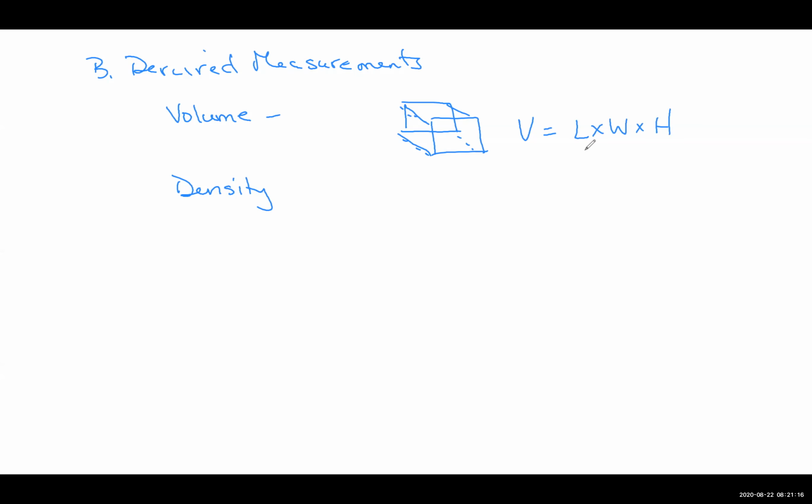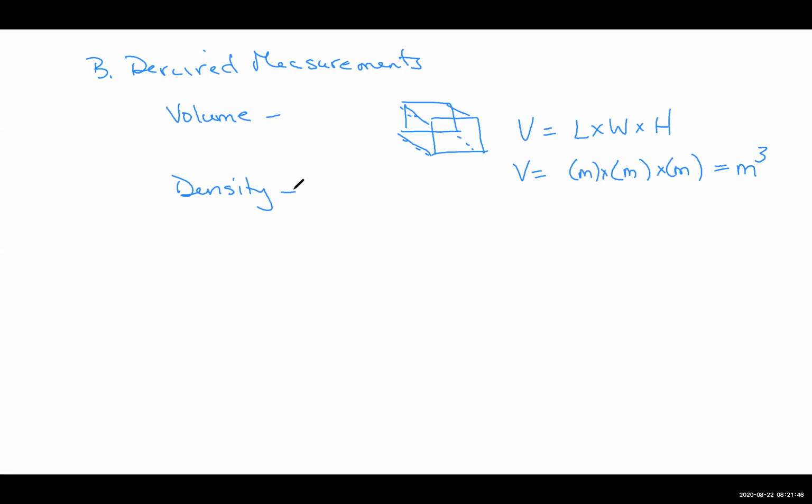Notice that length is a distance, width is a distance, height is a distance. So volume would be a combination of those, combining 3 different length measurements. And notice the units: if these were all in meters, then a meter times a meter times a meter works just like numbers. That would get you to a meter cubed. So volume is a derived measurement.